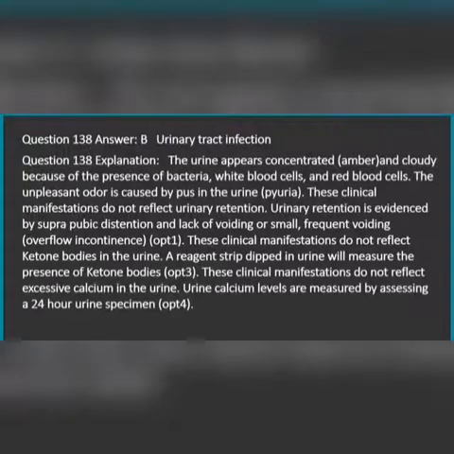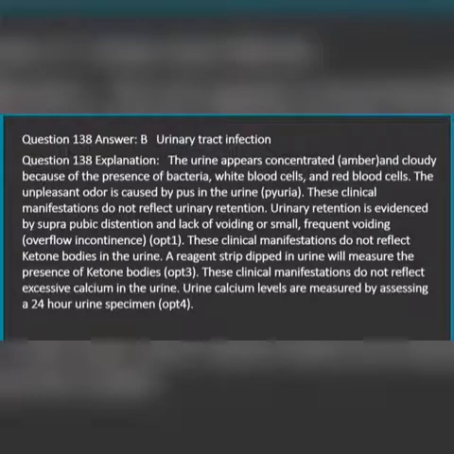Question 138. Explanation: the urine appears concentrated, amber and cloudy because of the presence of bacteria, white blood cells, and red blood cells. The unpleasant odor is caused by pus in the urine, pyuria. These clinical manifestations do not reflect urinary retention. Urinary retention is evidenced by suprapubic distension and lack of voiding or small, frequent voiding. Overflow incontinence. Opt 1. These clinical manifestations do not reflect ketone bodies in the urine.